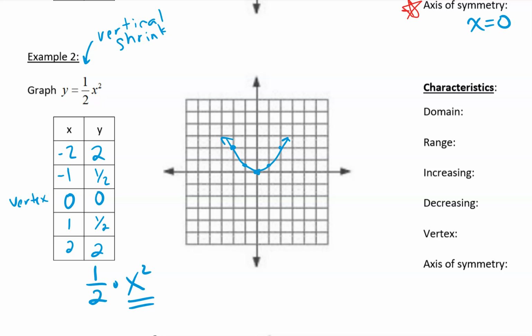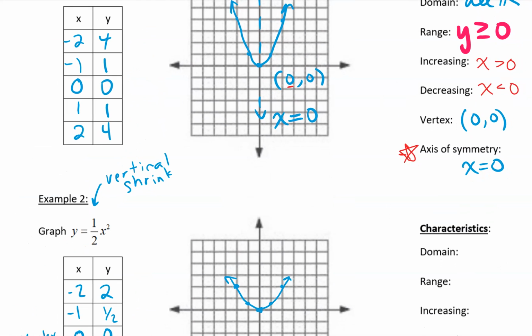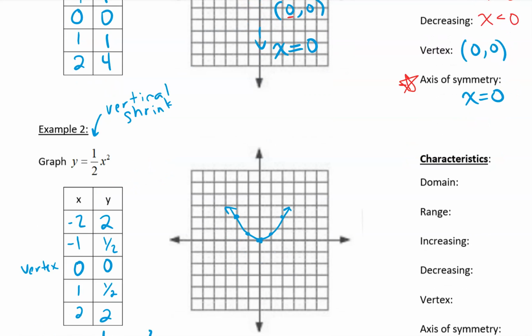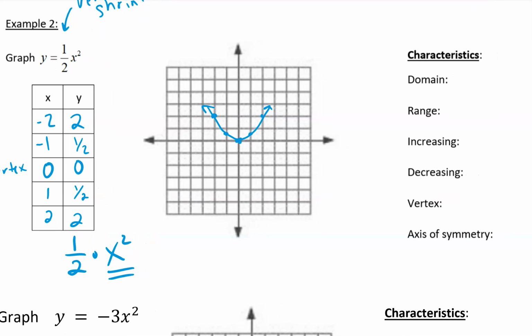And we can see that if we compare this graph to the graph we just made, it's wider. That's how we can tell that it's a vertical shrink. Okay, so let's talk about the characteristics. We said the vertex was at 0, 0, and the axis of symmetry still going right down the middle there. So that's at x equals 0.